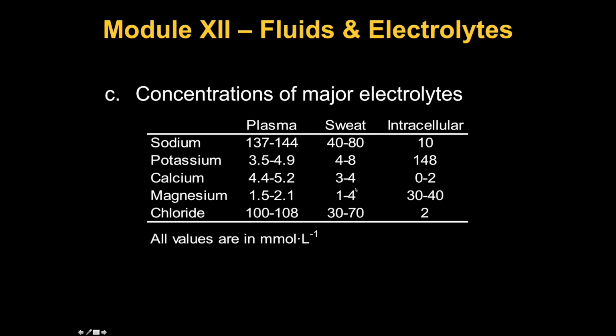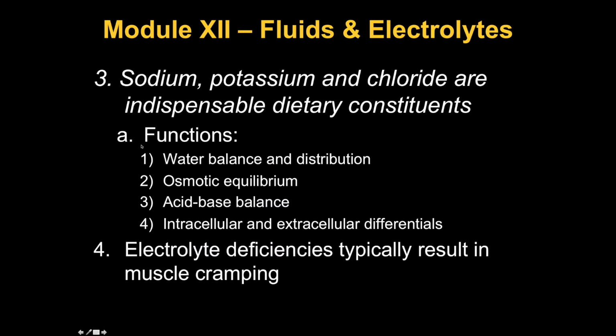Here are some concentrations of major electrolytes. This is kind of a nice table because it does show you the plasma value versus the sweat value versus intracellularly for these 5 electrolytes. Okay, so sodium, potassium, and chloride are absolutely indispensable dietary constituents. We have to have these ions in the diet. We have to constantly replenish them.